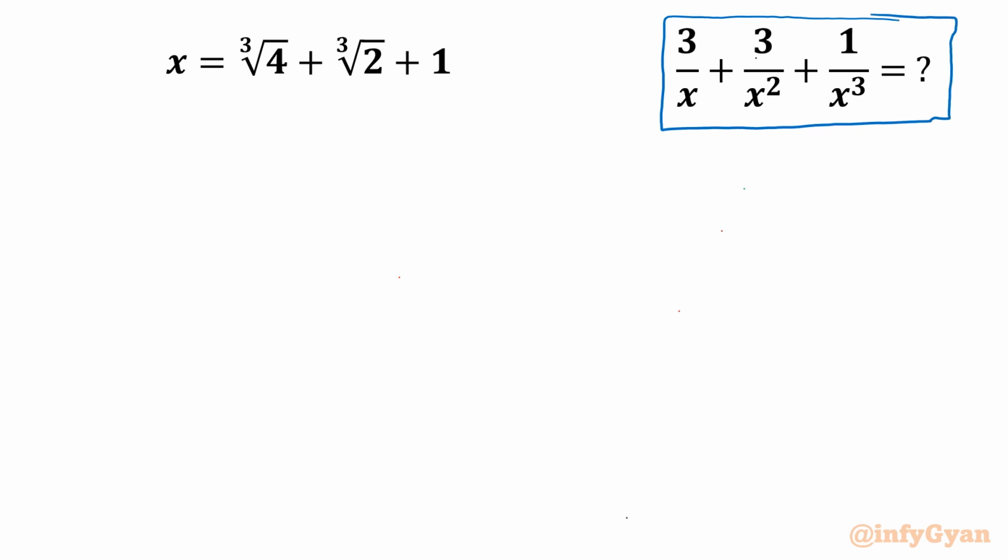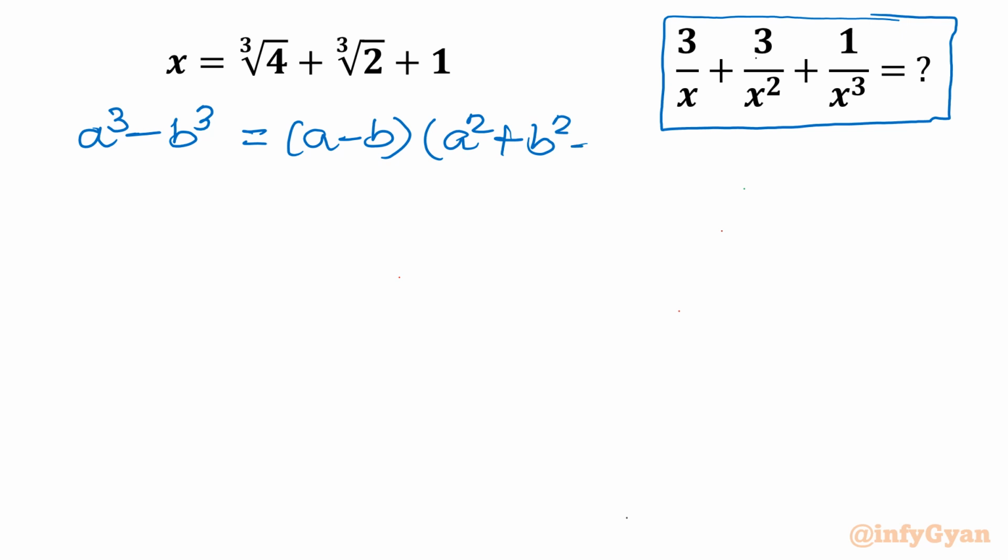So let me begin this video with one algebraic identity. It is a cube minus b cube first. So I will write a minus b, second bracket, a square plus b square plus ab. This formula we know. Now I will apply here a equal to cube root of 2 and b equal to 1. See what will come out.